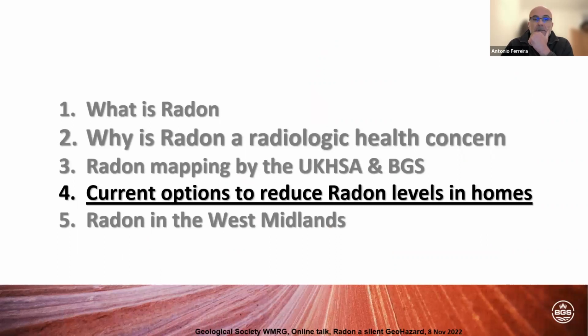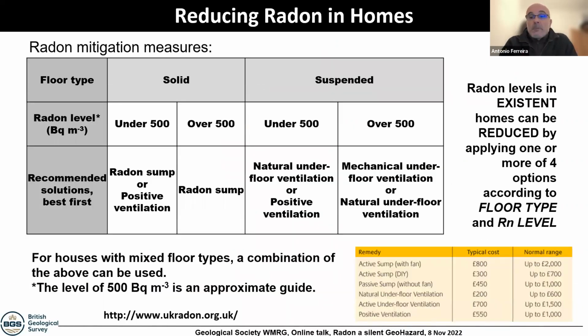What are the current options to reduce radon levels in homes? So we have a problem, but there's a solution also. Radon levels in existing homes can be reduced by applying one or more of the 4 options according to floor type and radon level. All this information is available in UK Radon, a web page dedicated to radon indoors.